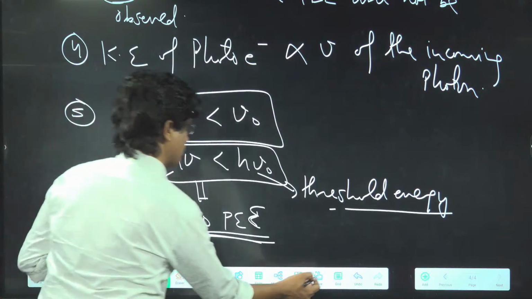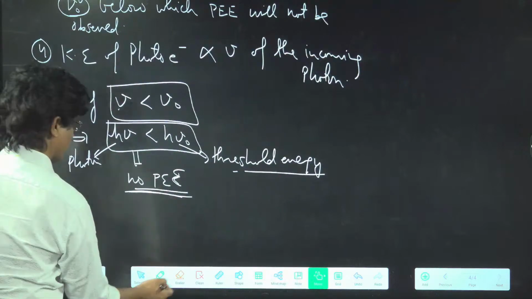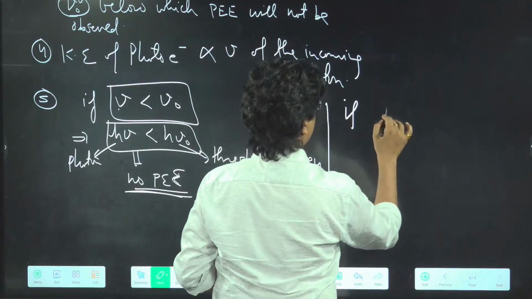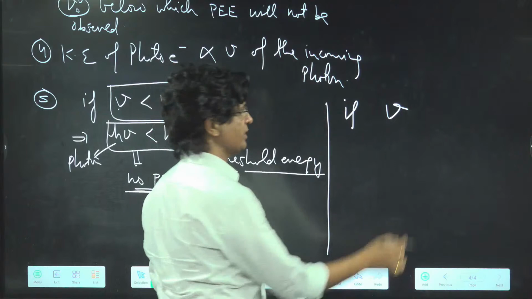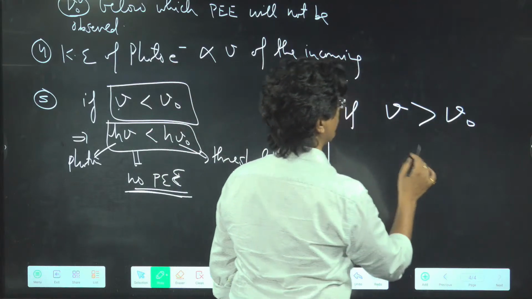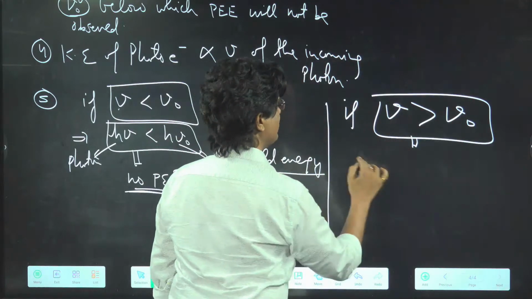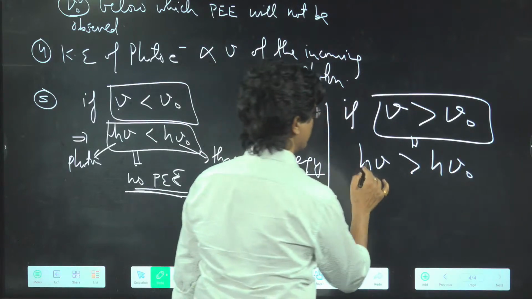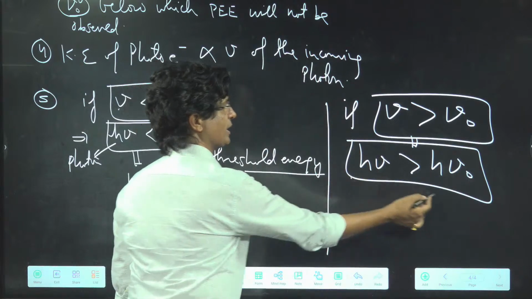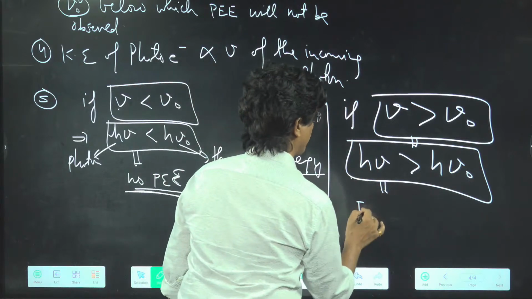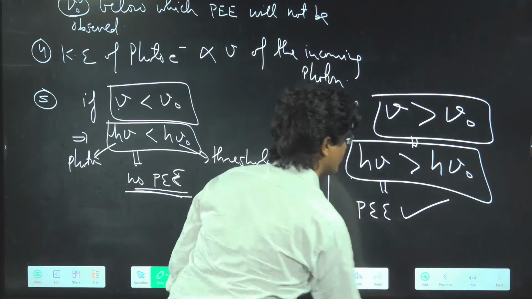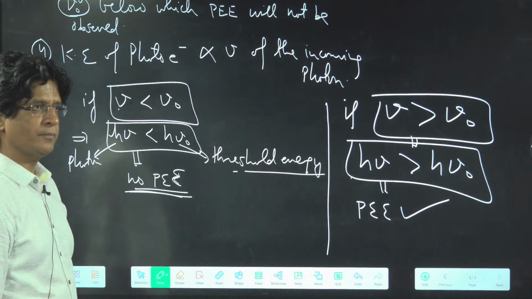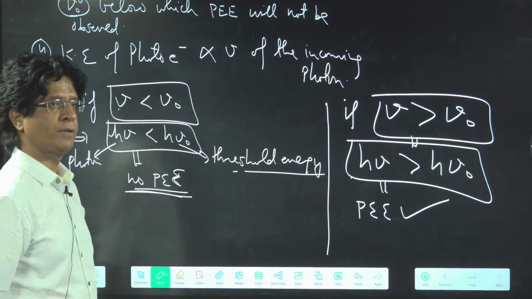I'll explain that. Just write down the final statement, and after that the explanations will be coming. Now see this thing. If nu, the photon frequency, is more than the threshold frequency, which actually means h nu is more than h nu naught, in that case, what will happen? If the photon energy is more than the threshold energy, the photoelectric effect will be observed. Are you getting it?